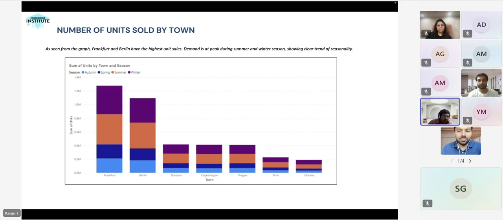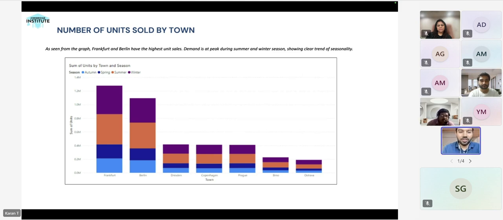Thank you, Karan. I found from this slide that Frankfurt and Berlin have the highest unit sales, but in summer and winter season Denmark's market is at its peak. For that graph I used town and sum of unit, with the help of seasonal selling.